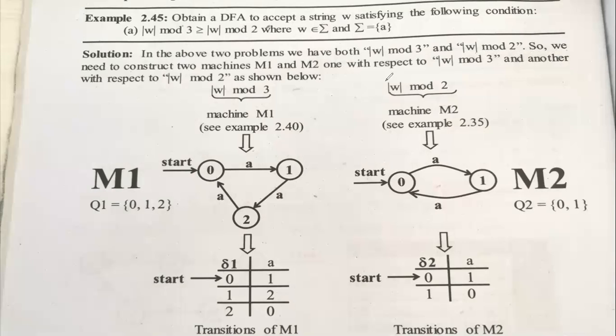In the above problem, we have both length of W mod 3 and length of W mod 2, so we need to construct two machines, M1 and M2: one representing length of W mod 3 and another for mod 2. This is for machine number 1 and this is for machine number 2. Don't worry about the final state. This is not the right time to decide which one will be the final state, because we are creating the DFA for each individual condition. Later we need to merge.